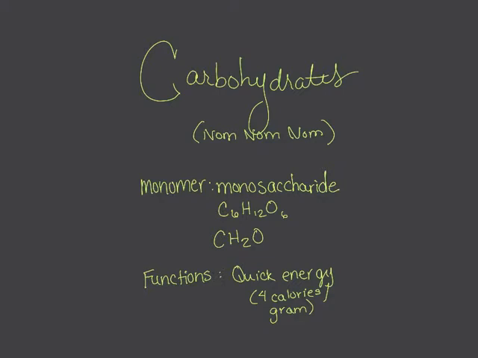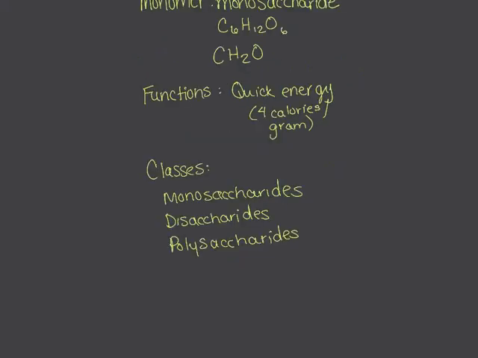And AP is going to look for you to know that there's 3 different classes of carbohydrates that we're going to look at. Monosaccharides, meaning one monomer of carbohydrate, disaccharides, which have 2 monomers attached to each other, and polysaccharides, which have many.